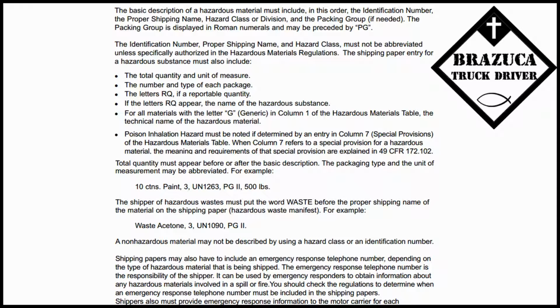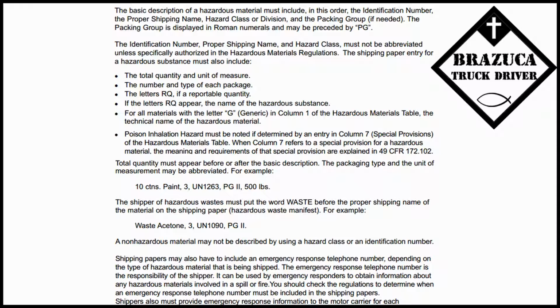Shipping papers may also have to include an emergency response telephone number, depending on the type of hazardous material that is being shipped. The emergency response telephone number is the responsibility of the shipper. It can be used by emergency responders to obtain information about any hazardous material involved in a spill or fire. You should check the regulations to determine when an emergency response telephone number must be included in the shipping papers.